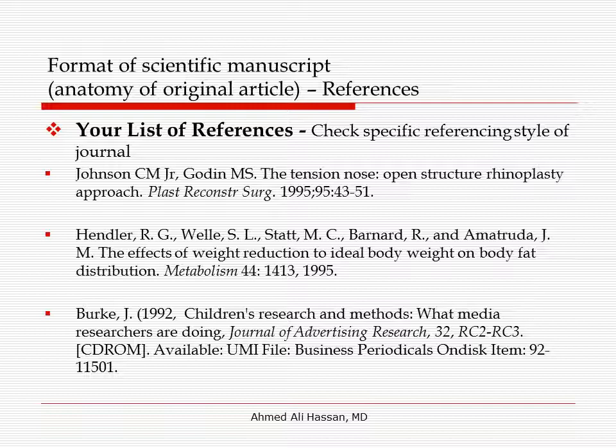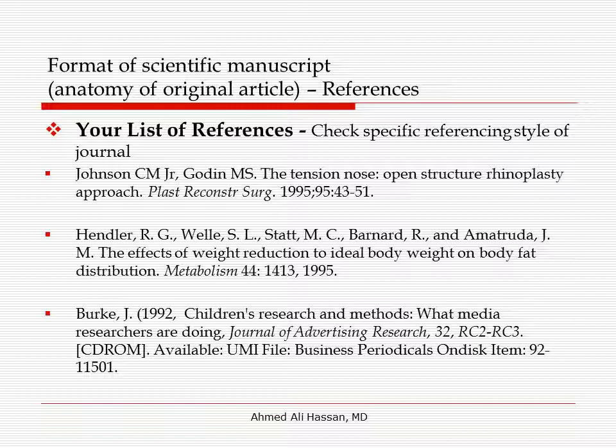For example, here in the first example, Johnson and Gordon, we write the name of the author, then the title of the text, and the name of the journal, the year, then the pages. This is one of the styles. The second style is to write the author, then the title of the article, and the name of the journal, number of paper, and finally the year of publication.